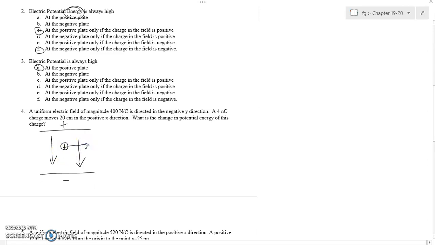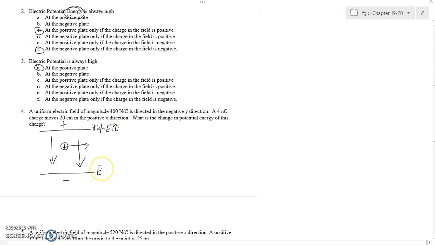Okay, it's asking the change in potential energy. If you do not draw a picture, and you just look at these numbers and find an equation and put them in and solve, you're going to get the wrong answer. A picture is huge in this case. We can see the positive charge is not getting closer to the positive side, it's not getting closer to the negative side. We know it's going to have high electric potential energy here.